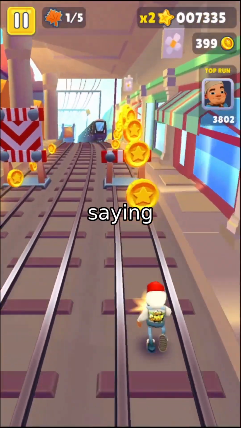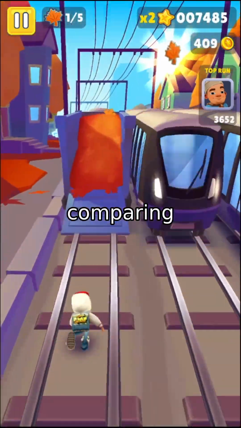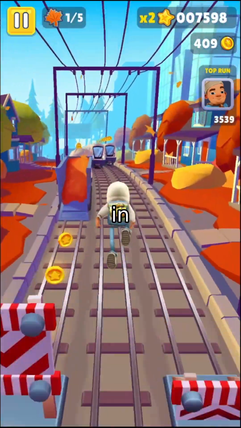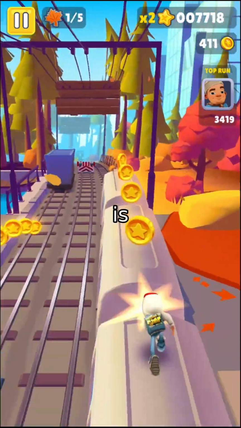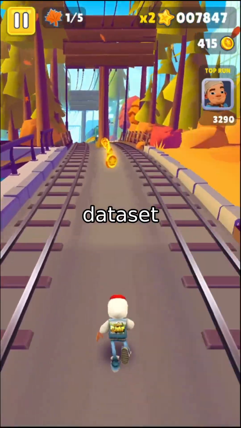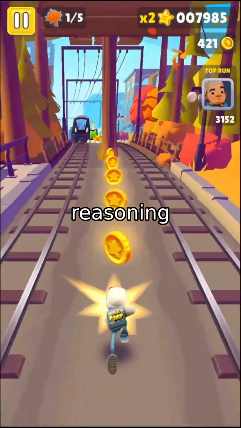For example, instead of just saying defect, the model explains that it's comparing the input to the reference, notices a missing cable in a specific position, and then concludes that the image is anomalous. This transforms the dataset from a simple classification tool into a reasoning benchmark.